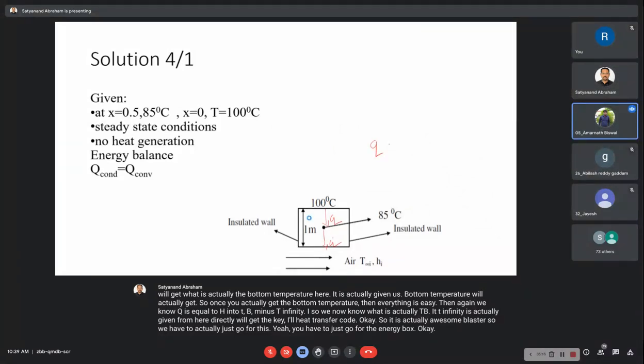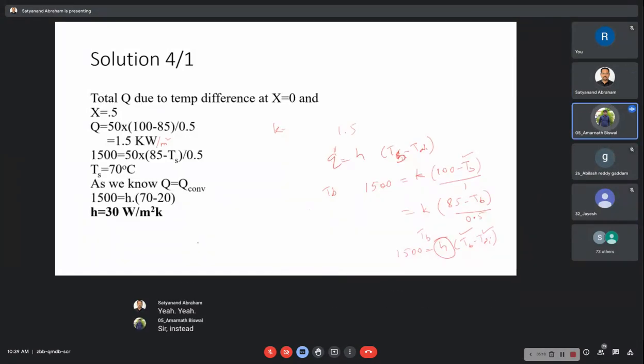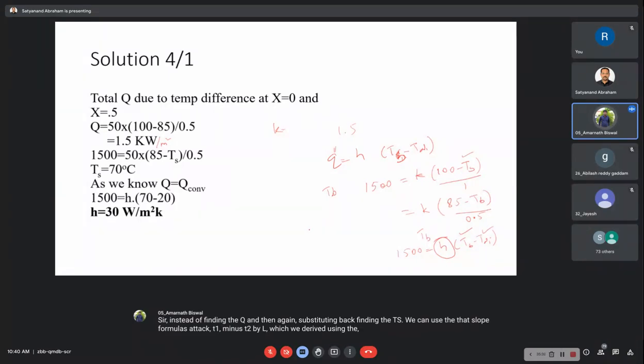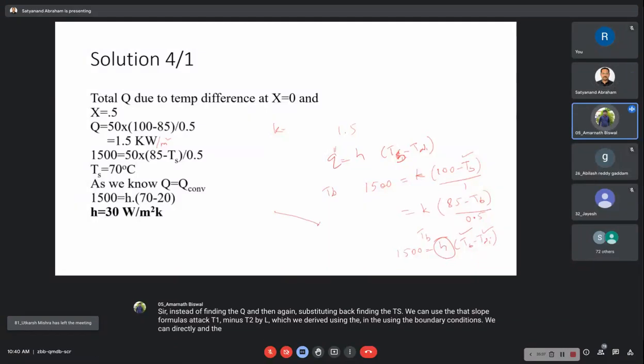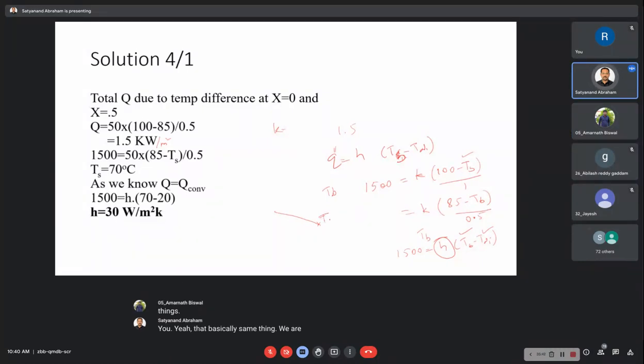Okay. So hello, sir. Yeah, sir, instead of finding the Q and then again substituting back to find the TS, we can use that slope formula, sir, T1 minus T2 by L, which we derived using the boundary conditions. We can directly find the temperature at the surface using the slope, sir. Yeah, they're basically the same thing.